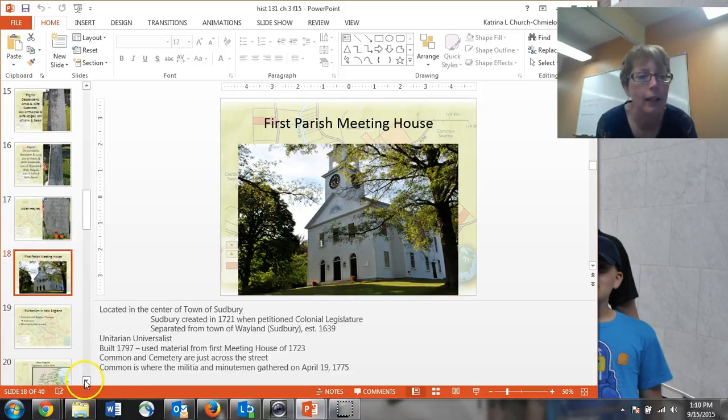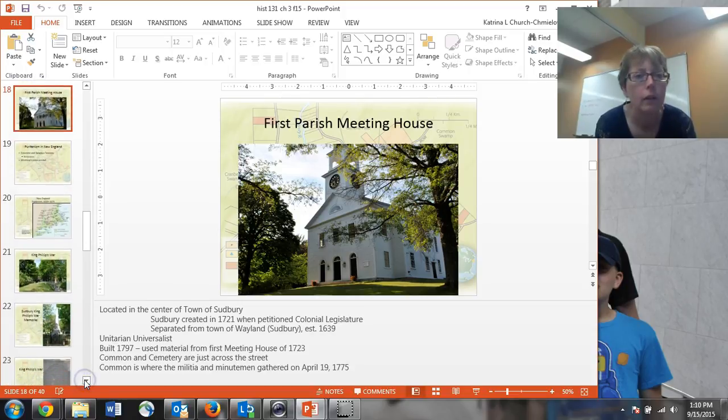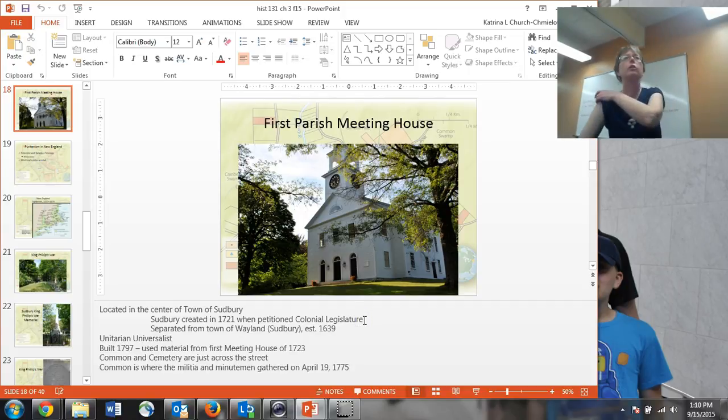Okay, that's right in the center of the town of Sudbury. It's now Unitarian Universalist, but it was built in 1797. So, again, Sudbury is actually Wayland, and West Sudbury became Sudbury. It's kind of confusing, but here's the church, or the meeting house.